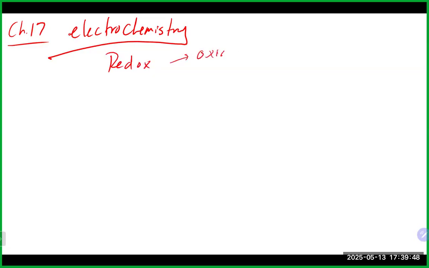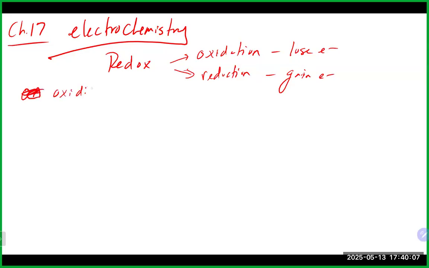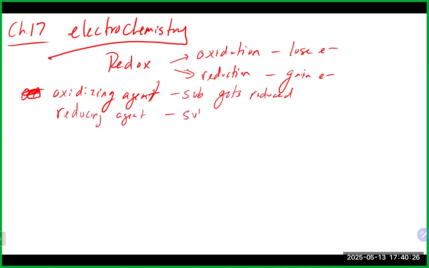There is your oxidation, which is the one that loses some electrons. There is the reduction, which is the one that gains electrons. And we also have our oxidizing agents, right? Remember, the oxidizing agent is the substance that gets reduced. The reducing agent is the one that gets oxidized.